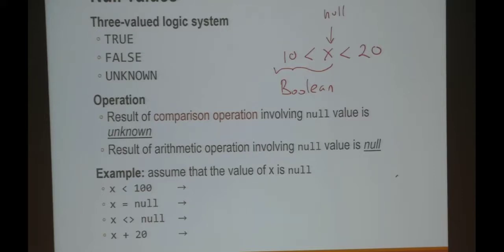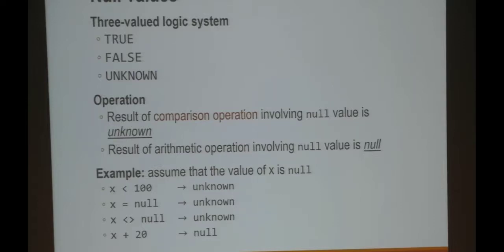Okay, so if you try to fill in this example here, this is what you will get. There is something very interesting over here. If you look at the middle two, remember x is null, right? Null equals null is unknown. Null not equal to null is unknown. This is the symbol for inequality. So null is not equal and also not not equal to null.